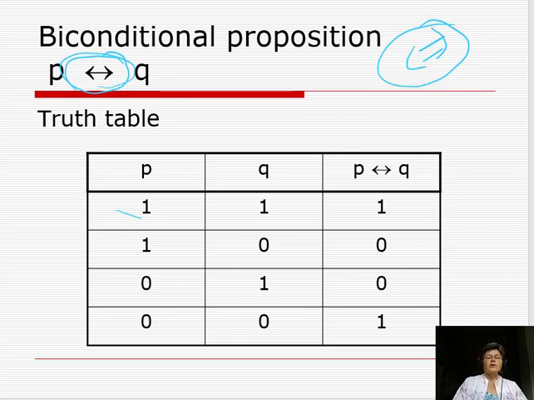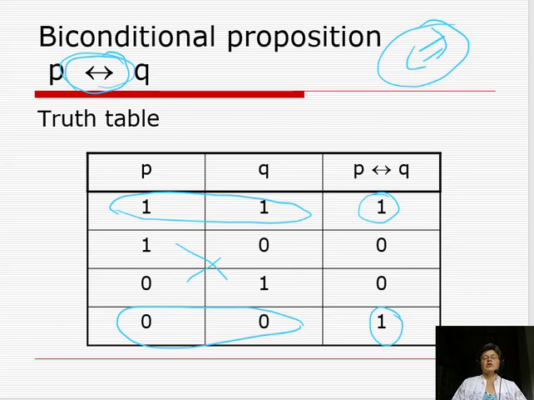If both values are the same, so if they're both 1 or if they're both zeros, then the biconditional will give us a true. If they differ, then the biconditional will give us a false. So in fact, the biconditional is true only if both corresponding propositional values have the same value. So either they're both 1 or they're both false.